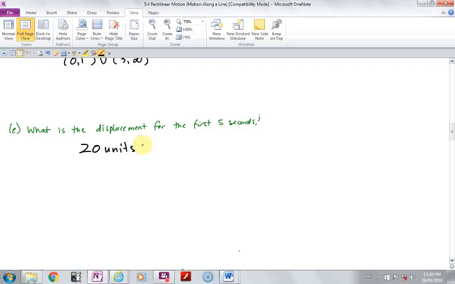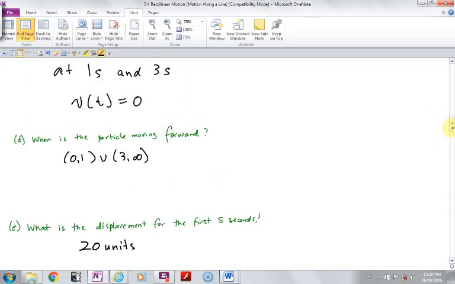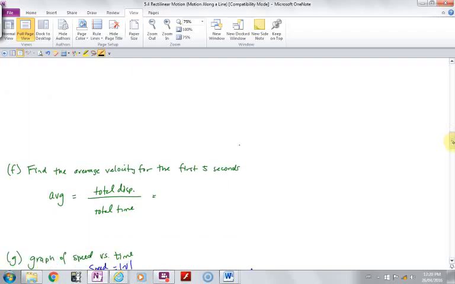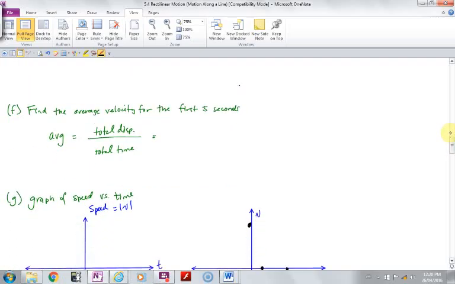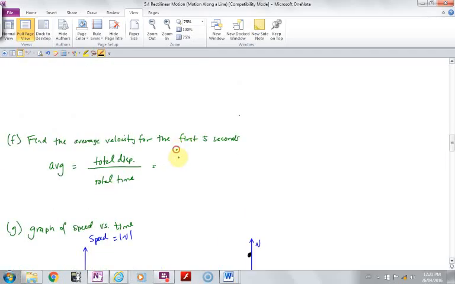So this is applications of the derivative. The derivative here is telling me the velocity function, and then we're just answering the questions and using the correct graph or the correct function. Find the average velocity for the first 5 seconds. Remember, average velocity is total displacement over total time. What's the total displacement for the first 5 seconds? 20. The time is 5 seconds, so we have 4 units per second as the average velocity. Okay? Questions about that?